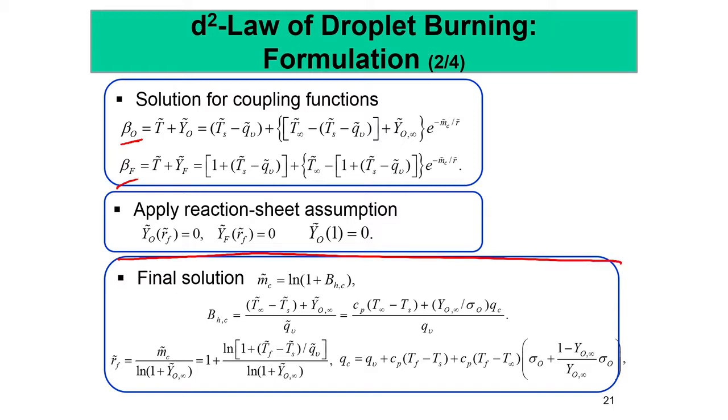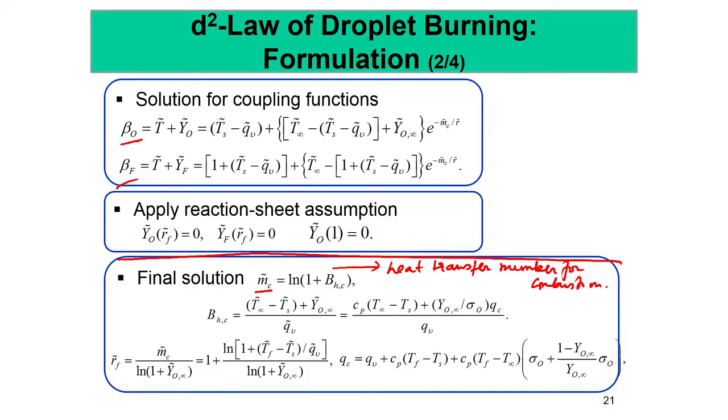Pay attention to this. We get a similar thing, that is MC tilde is essentially equal to ln of 1 plus BHC. Once again BHC is, if you remember, the heat transfer number for combustion. Previously it was BHV, which was the heat transfer number for evaporation. We will see exactly now what the difference is.